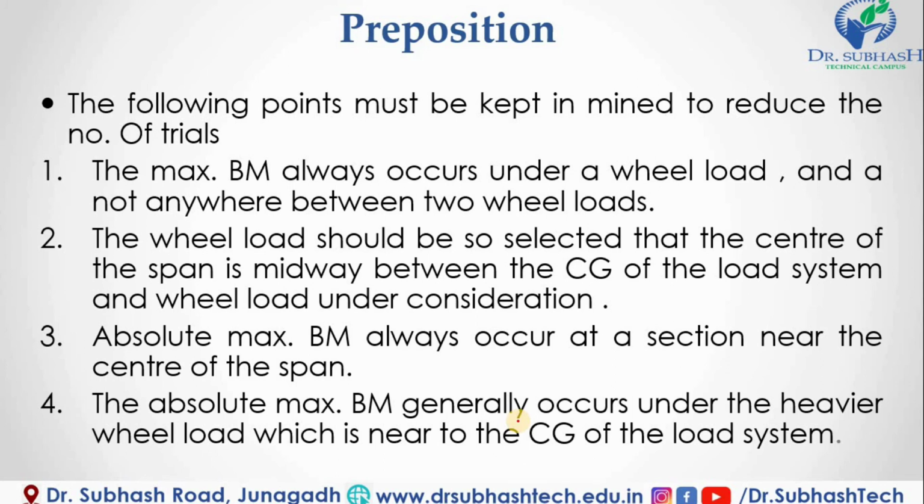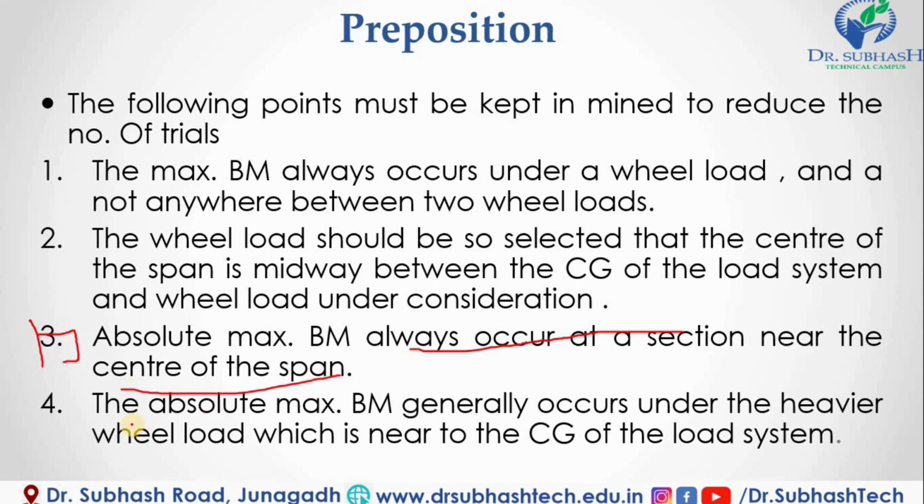The maximum bending moment always occurs under a wheel load and not anywhere between two wheel loads. Where should it occur? When the CG of the beam is placed exactly below the wheel load. And the wheel load should be selected so that the center of span is midway between the CG of the load system and the wheel load under consideration. So the absolute maximum bending moment always occurs at a section near the center of span. The third one is very important. Where should the absolute maximum bending moment occur? It always occurs at a section nearer to the center of span.